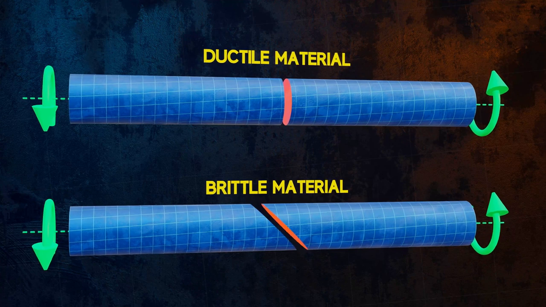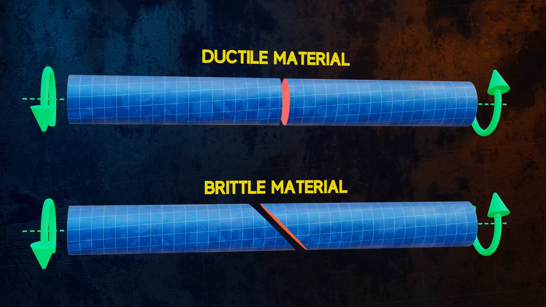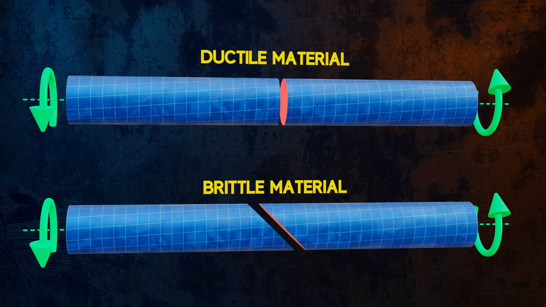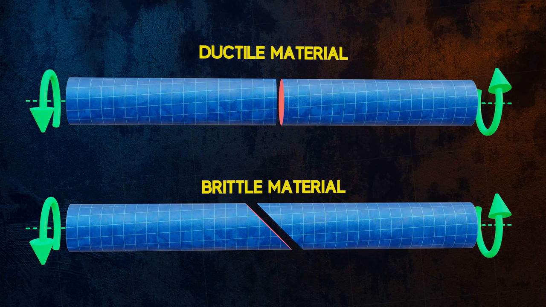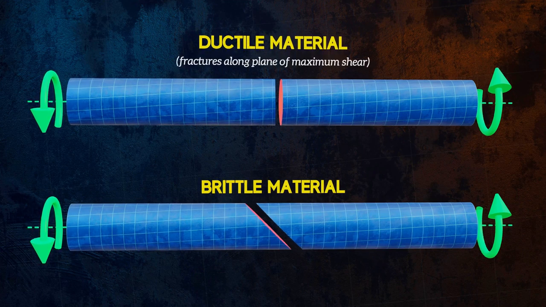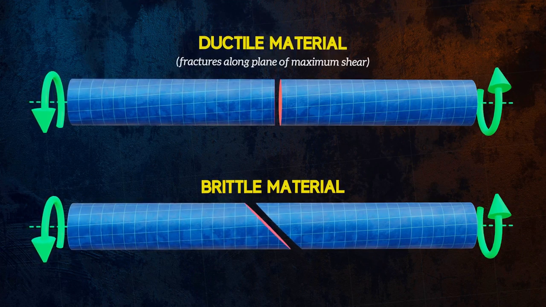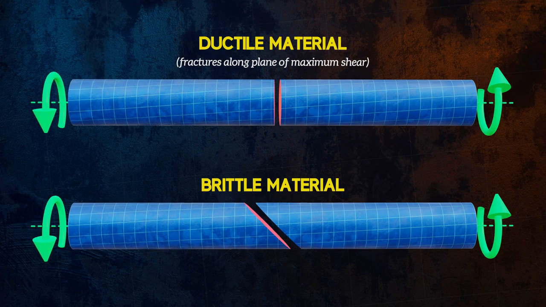We can explain this by remembering that ductile materials tend to fail in shear, and so fracture along the plane of maximum shear stress. But brittle materials are weaker in tension than in shear, and so tend to fracture along the plane of maximum tensile stress.